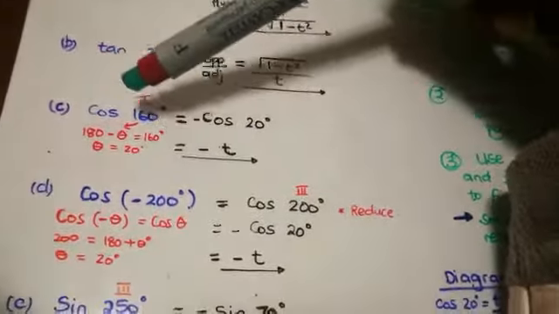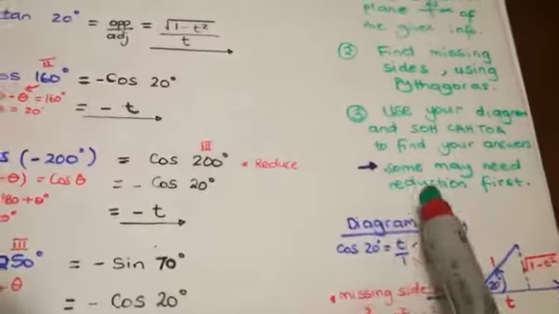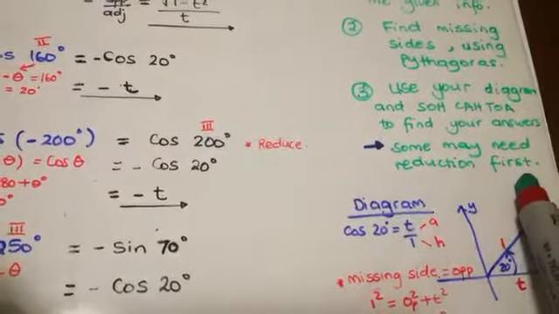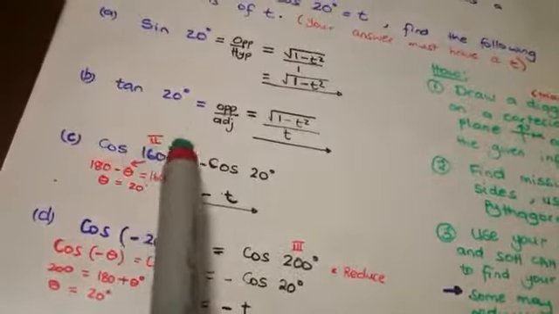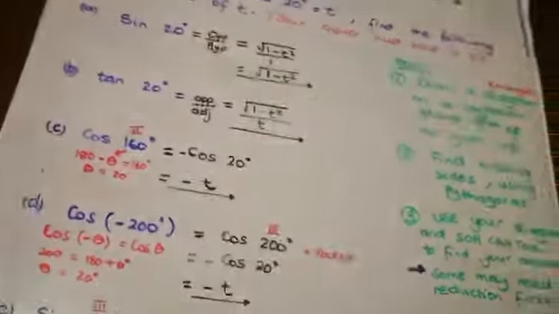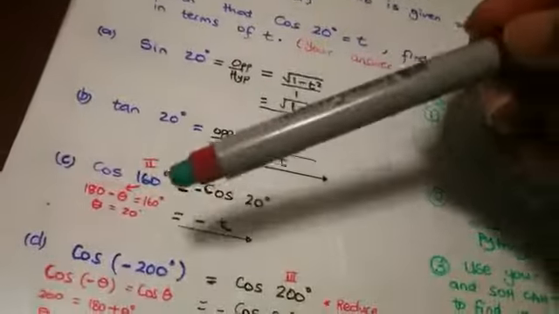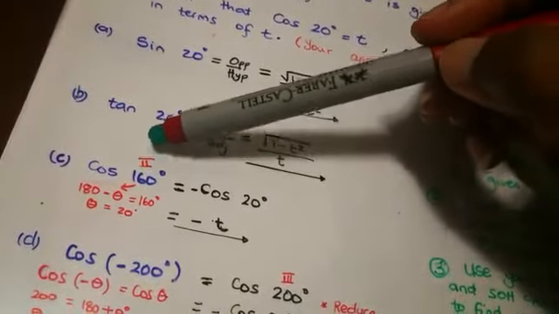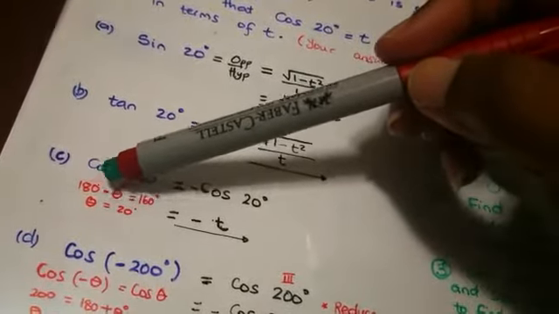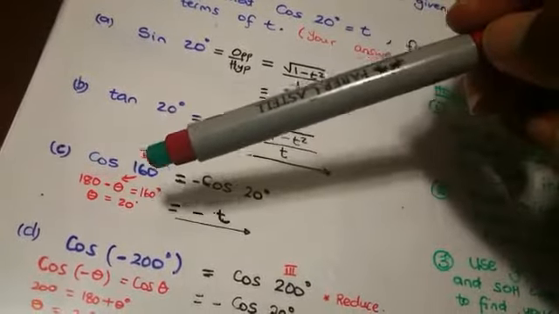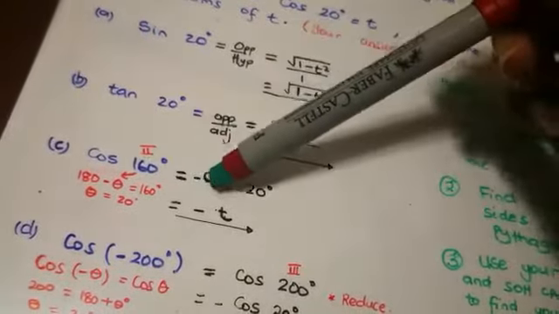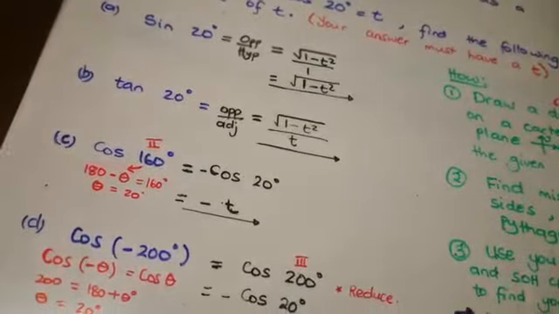Then this one says cos 160. You'll see that I have written here that some may need reduction first. So 160 is not an acute angle, so we need to reduce this. So how do you do that? You know by now, 160 is in the second quadrant. So angles of the second quadrant are calculated as 180 minus theta. So we use that to find what theta is going to be. So cos in the second quadrant is negative. So that's why I have that negative.